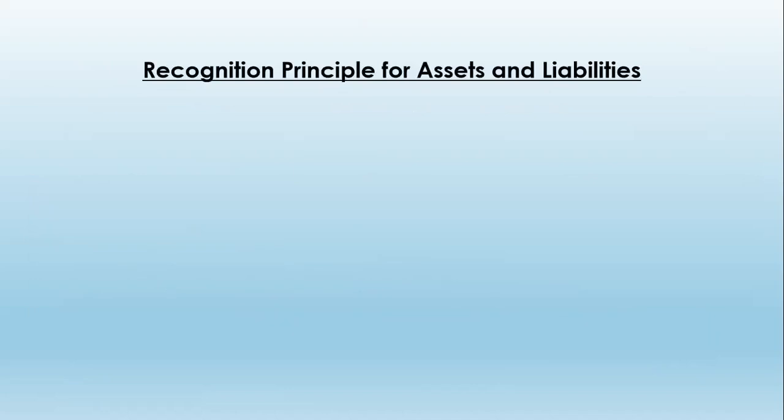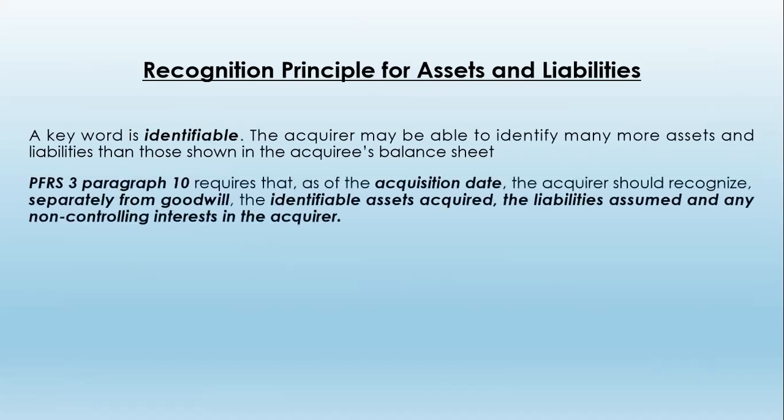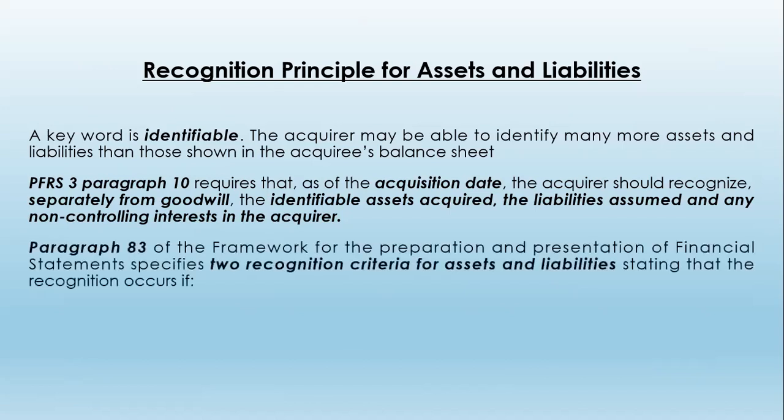Recognition principle for assets and liabilities. A key word is identifiable. The acquirer may be able to identify many more assets and liabilities than those shown in the acquiree's balance sheet. PFRS 3 paragraph 10 requires that as of the date of the acquisition, the acquirer should recognize separately from goodwill the identifiable assets acquired, the liabilities assumed, and any non-controlling interest in the acquiree.